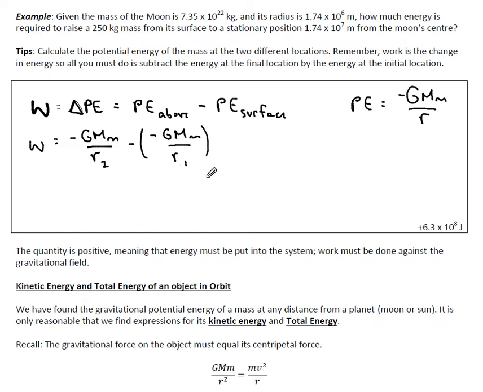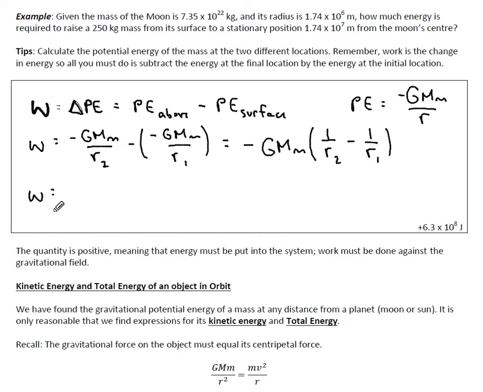Now, before we go ahead and plug things in, if we do a little bit of algebra and simplify this expression, it makes our life a bit easier. So I'm going to factor out the negative, the G, the M, and the little m. So I have minus GMm, and what's left over is 1 over r2 minus 1 over r1.